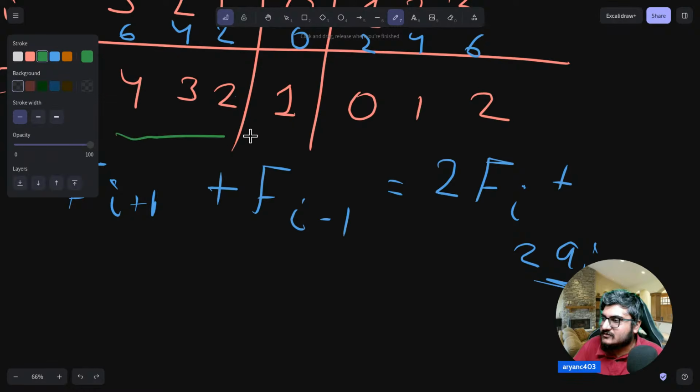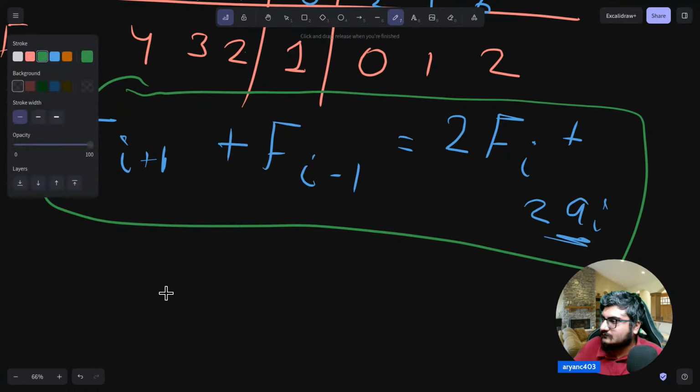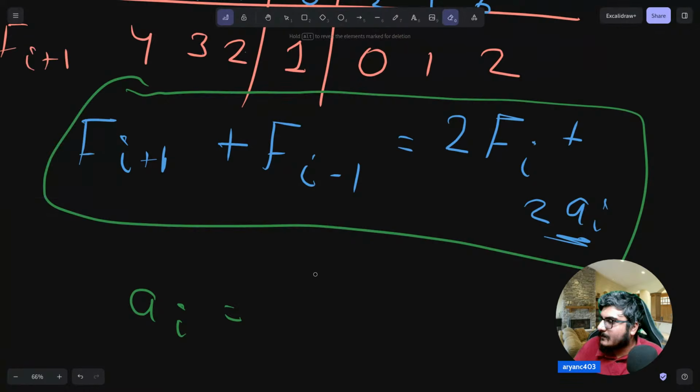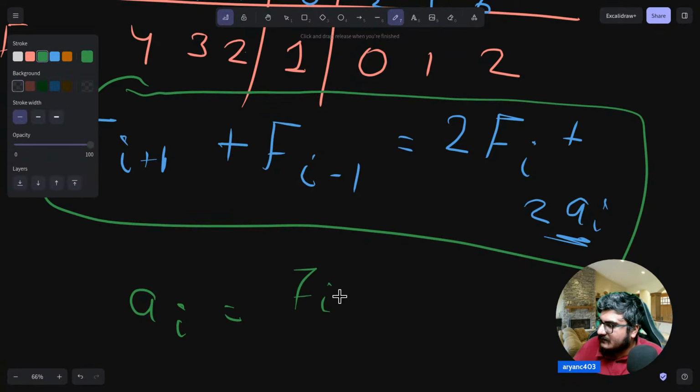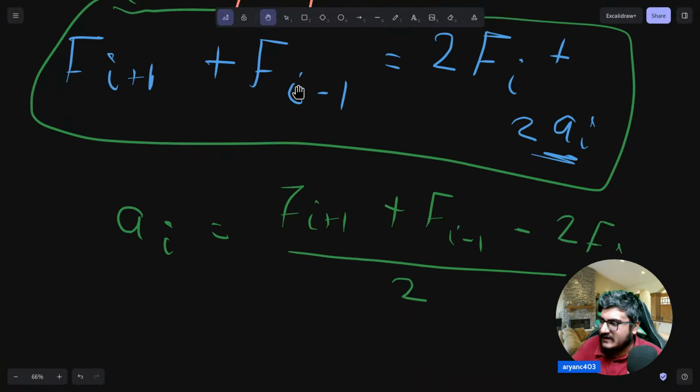And this is quite an important equation for us, because this directly gives us a formula to find the value of a i. You can say that a i is equal to f i plus 1 plus f i minus 1 minus 2 times f i, divided by 2. So using this, you can find all a i for i from 2 to n minus 1.